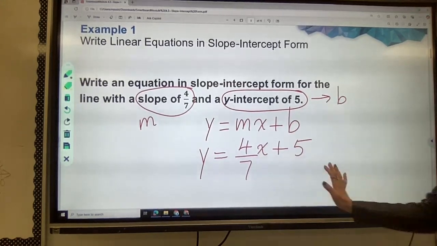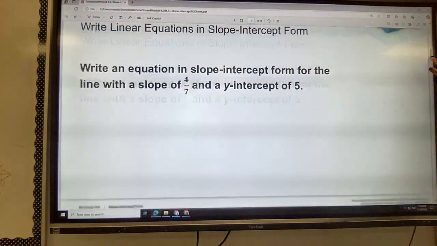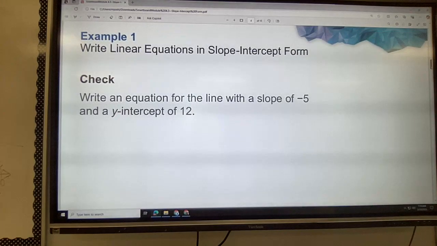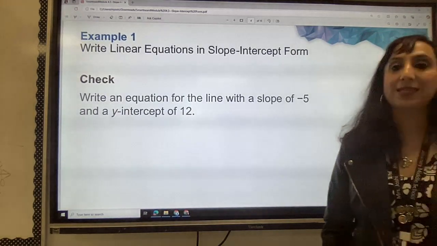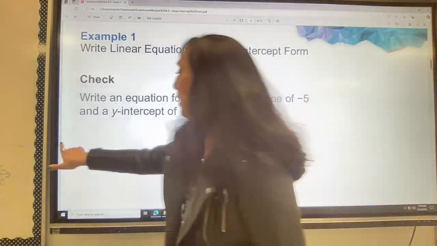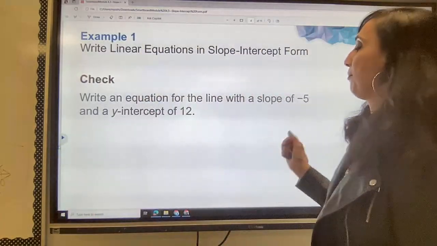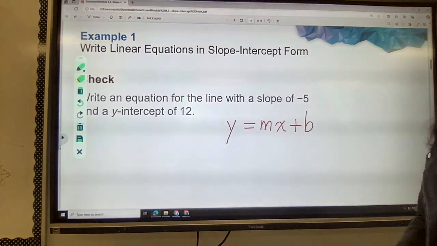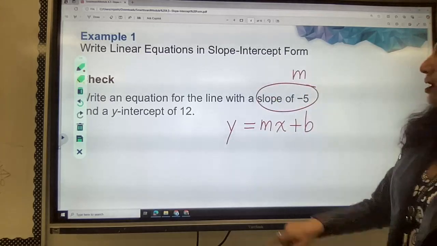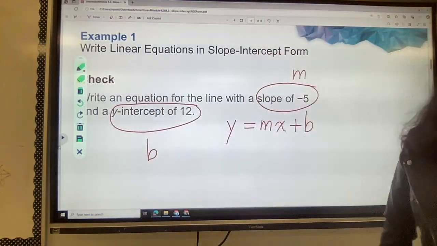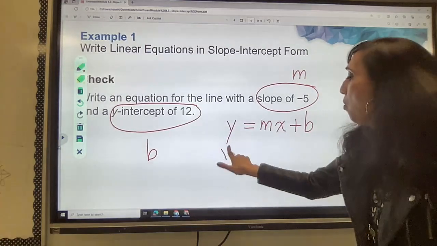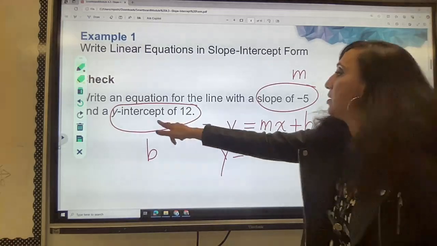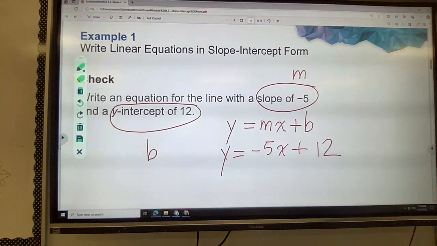Now let's do another one really quick so that you understand this concept. And let's say I have this one. Write an equation for the line with a slope of -5 and a y-intercept of 12. Okay, so once again, we are going to use the slope-intercept form, which is y is equal to mx plus b, and I've been given the slope, which is m. I've been given the y-intercept, which is b, and then all I'm doing is substituting that into the equation. Y is equal to -5x plus 12. And so here is my equation written out.